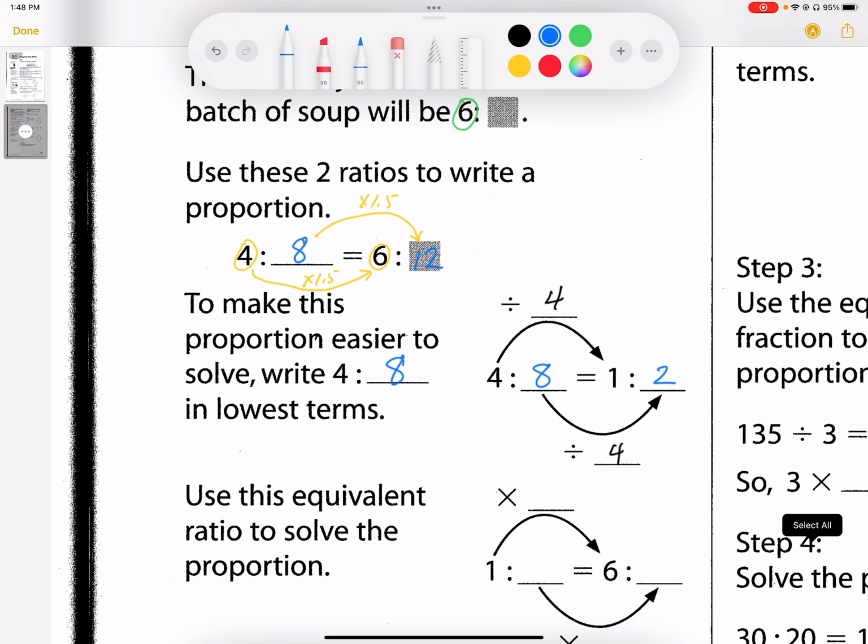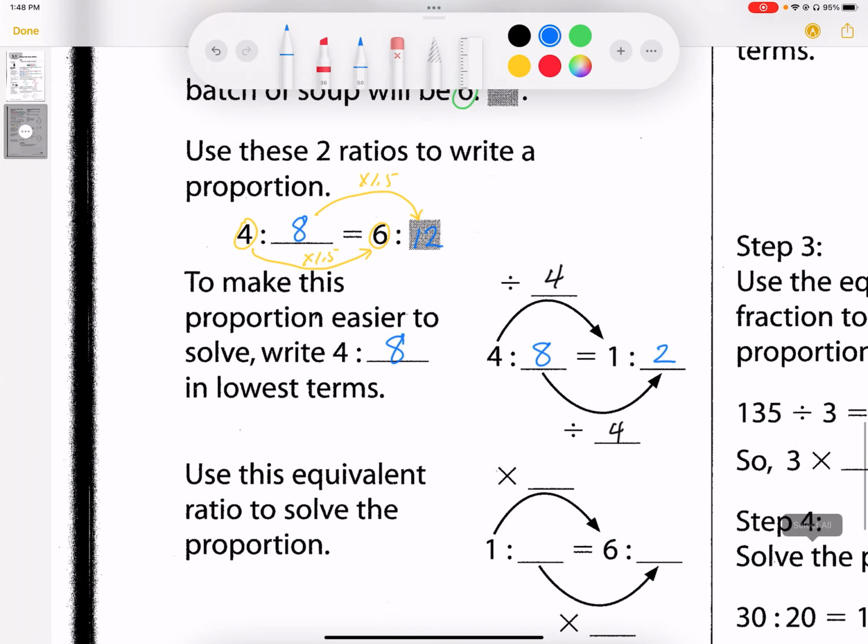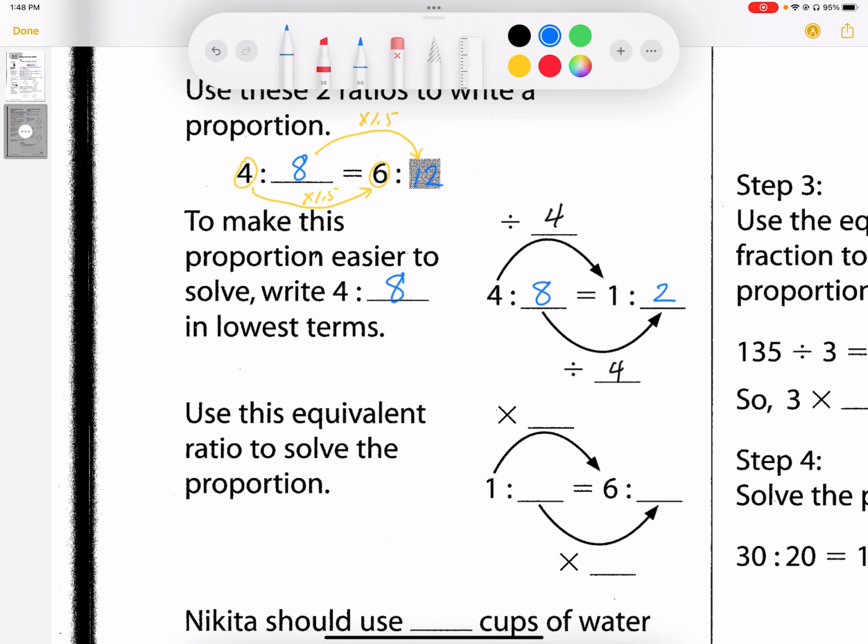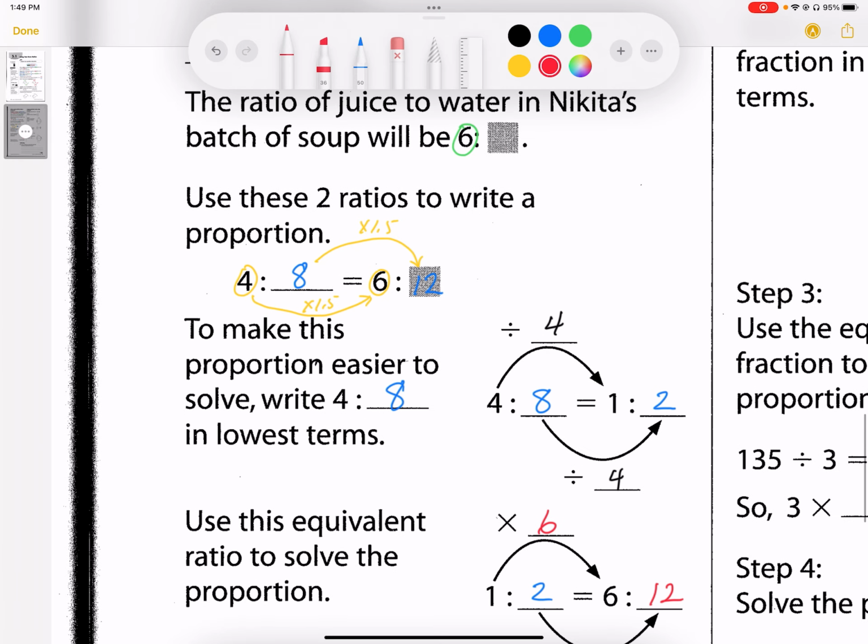And we can see that in the numbers. We had twice as much water as we had juice. So once we have this 1 to 2 ratio, we can use a times by 6 to get the 6 cups of juice that we wanted. So 1 cup of juice, we convert it to 6 cups of juice. We're going to times by 6. So we end up with 12 cups of water. And that's what we had up here as well.